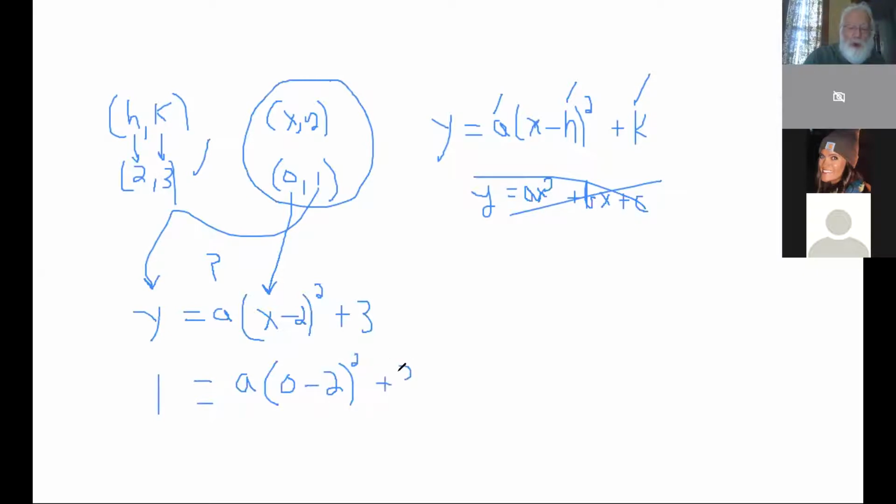And then I'm gonna ask, do we have enough information to find A now? Can you solve this equation right here? It's a bunch of numbers with one unknown. That's a linear equation. And so the equation is going to look like this. 1 equals A. You square out the 2 minus 2 and you get 4 plus 3. So you can solve that for A. Does that make sense? Yeah. Okay. And again, oh, go ahead.